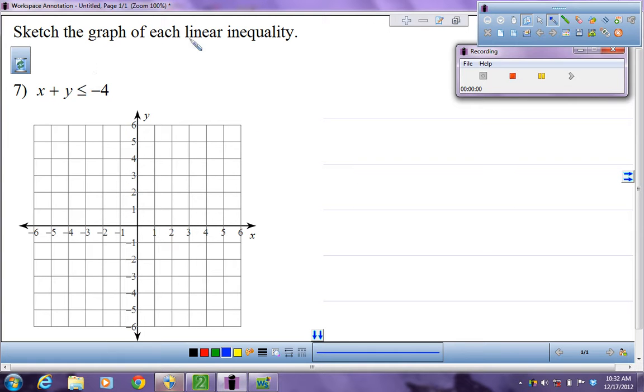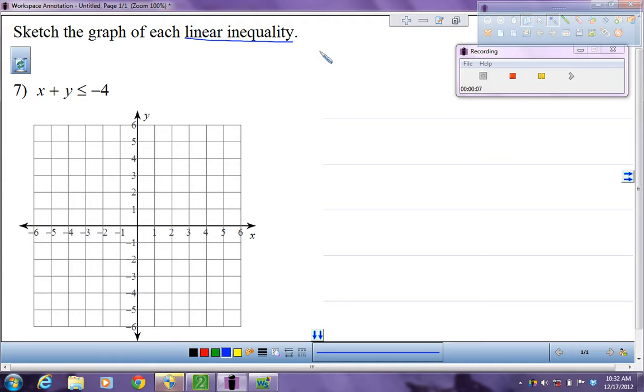This one is a graph each linear inequality. So in this case here, I'm going to follow my y equals mx plus b model. Right now I have this with a negative 4 on the right side. I have a plus y with an x on the left side. So I can see that the x is my mx term.